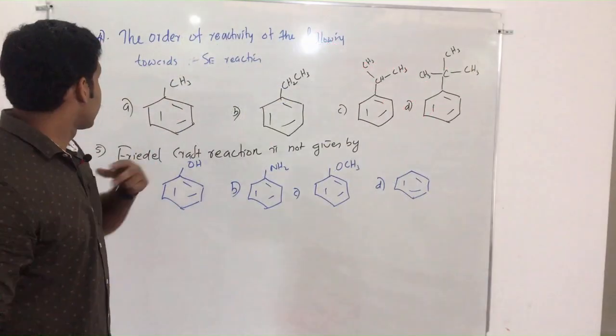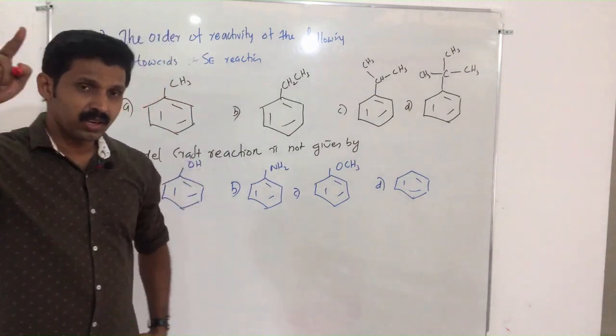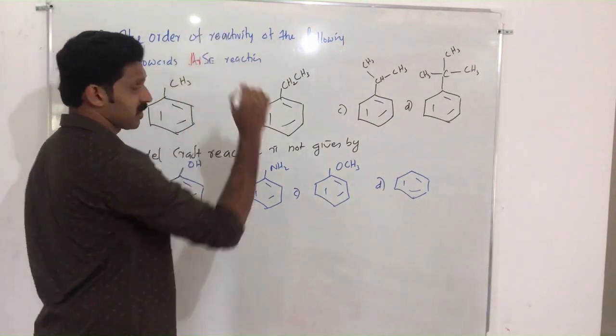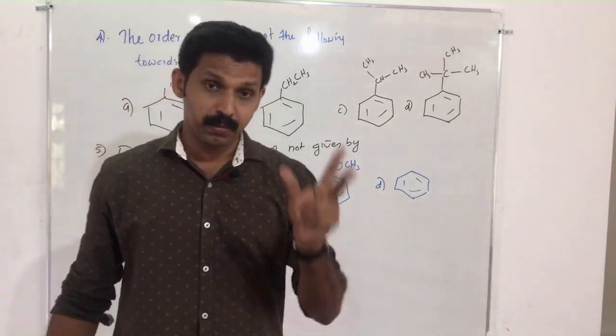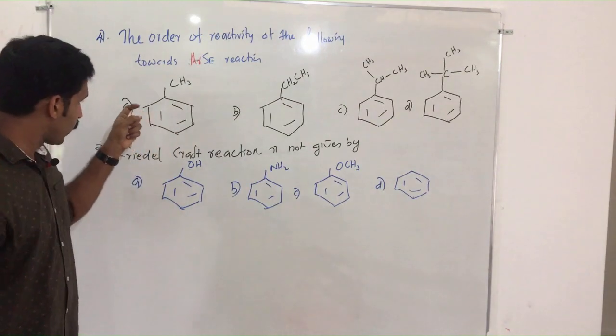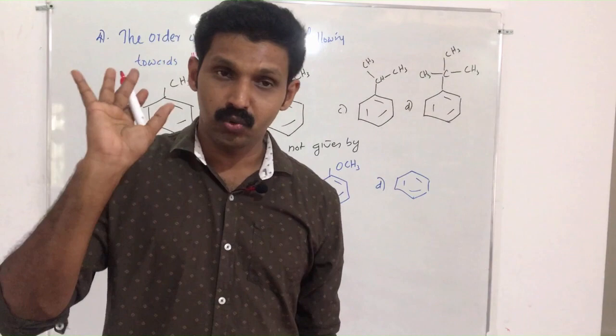Fourth question: the order of reactivity of the following towards SE reaction. Electrophilic substitution reaction is also known as SE reaction, or you can also say ArSE reaction, aromatic substitution electrophilic reactions. The options are A, B, C and D. We have to arrange them in the order of reactivity towards electrophilic substitution reaction.